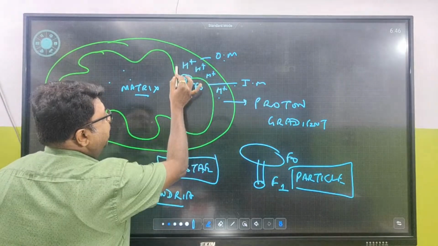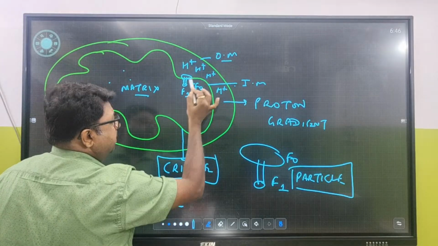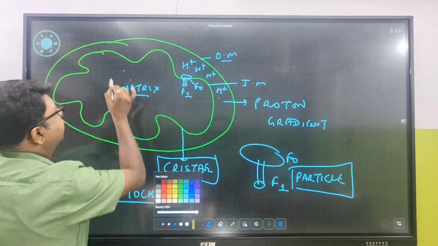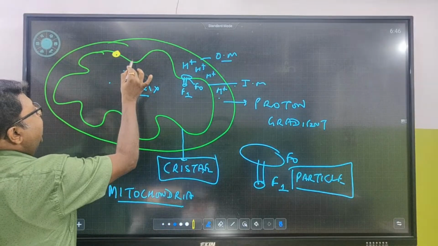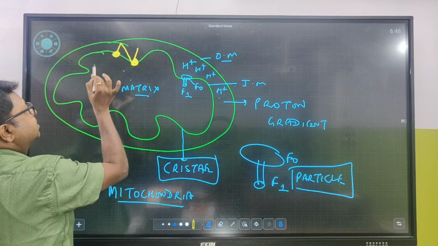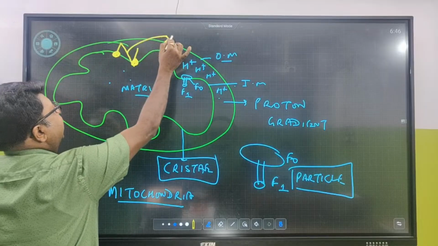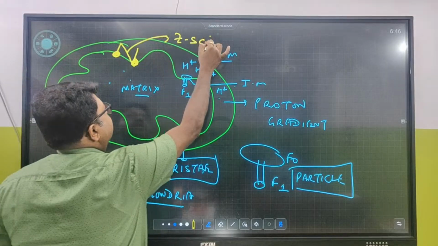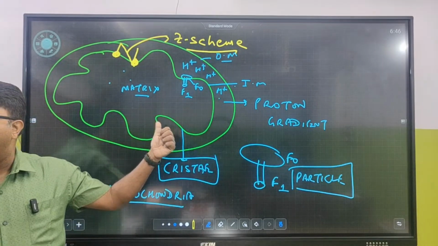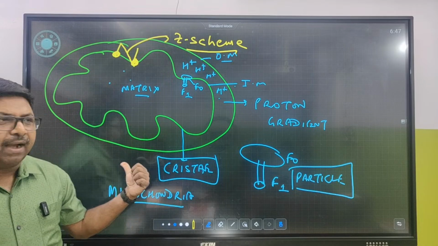So there is a proton gradient which is made in the mitochondrial matrix, between the outer membrane and the inner membrane. Now what is the location? The location of PS2 and PS1 is present over here, and this particular process takes place over here. What is this process called? This looks like a Z scheme. The same thing we can see in the granum thylakoid.